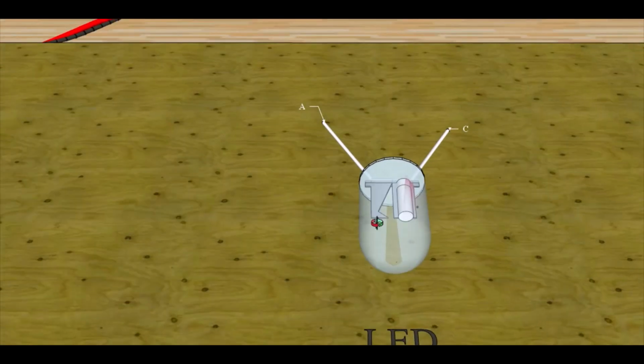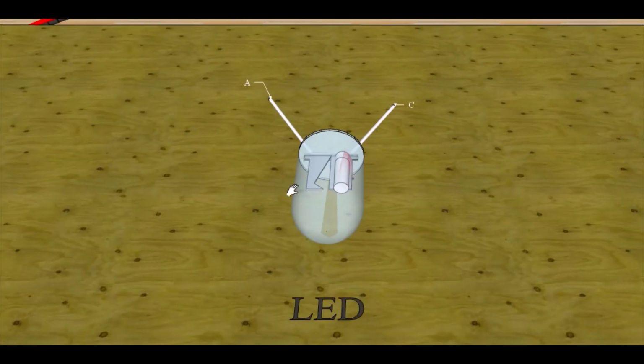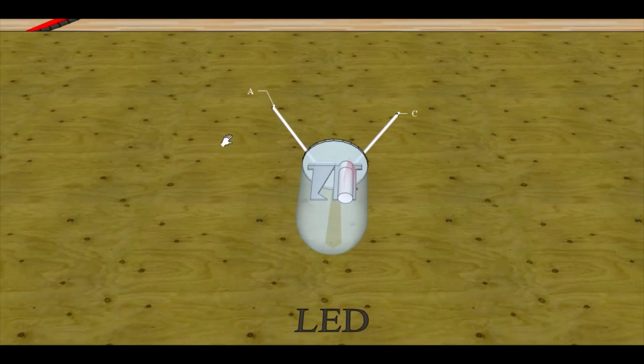Now we can make LED forward bias by connecting anode to positive of multimeter and cathode to negative of multimeter. So when LED becomes forward bias, it allows current to flow through it and it emits light. And when we connect anode to negative of multimeter and cathode to positive of multimeter, it does not emit light because it will be in reverse bias mode.